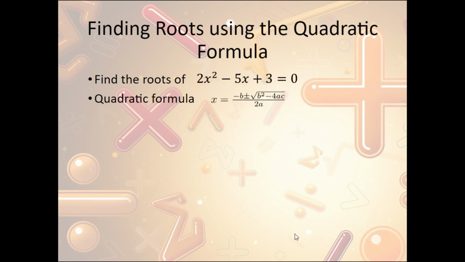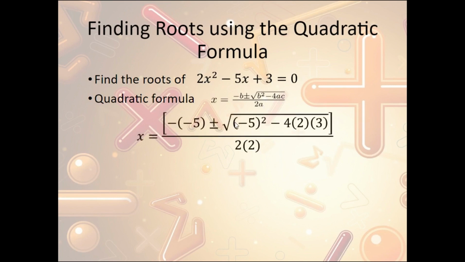So we get another example. We have 2x squared minus 5x plus 3 is equal to 0. So we're going to plug it into the formula. We plug negative 5 in for b, again negative 5 in for b here, we plug 2 in for a, and we plug 3 in for c, and then we plug 2 in for a down at the bottom. We get this. We simplify.